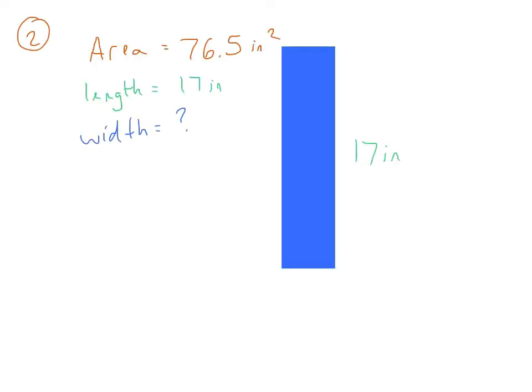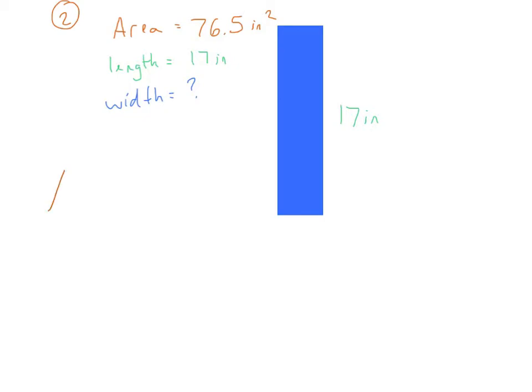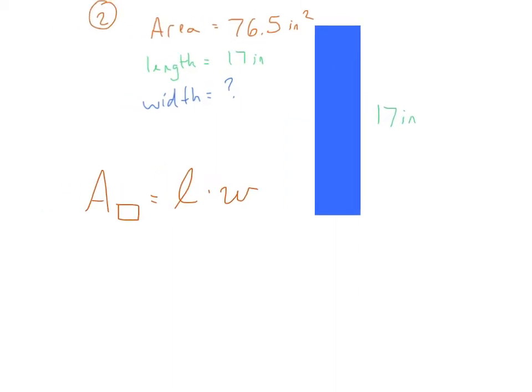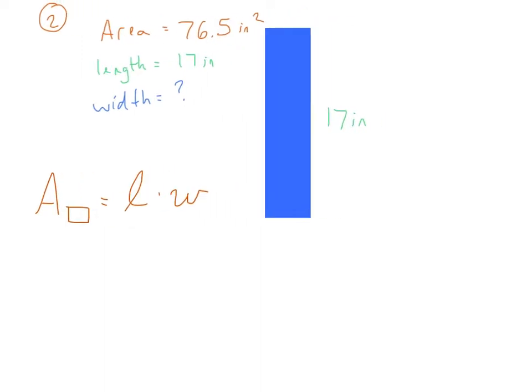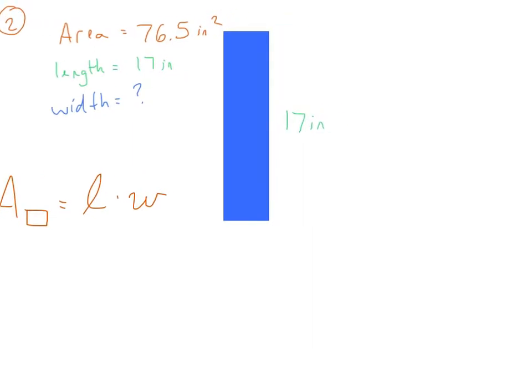Now I've given you a rectangle, and this rectangle has an area of 76.5 inches squared. The length is 17, but what we don't know is the width, and we want to find that. So how do we do that? Well, we know that the area of a rectangle can be found by taking length times width, right? We can do simple equation solving, which we'll get more into later, but we could also think: 17 times what gets me 76.5 inches squared? Or if I take 76.5 inches squared and divide that by 17 inches, I should get my answer.